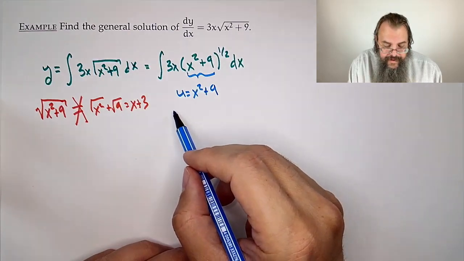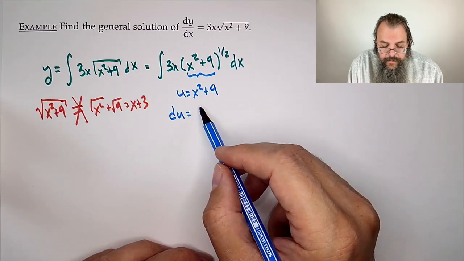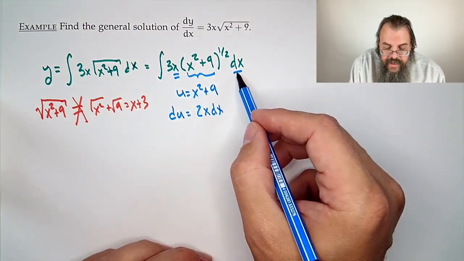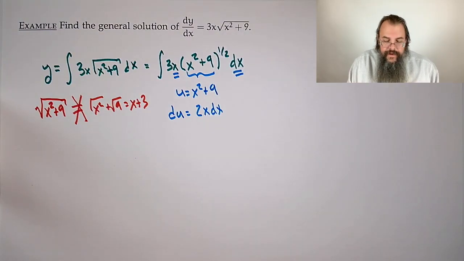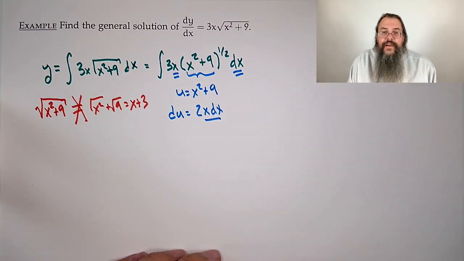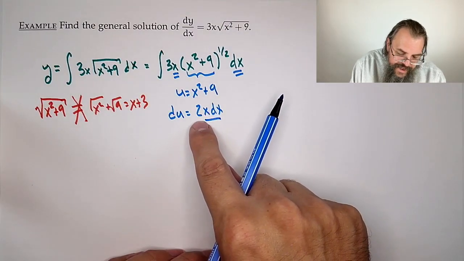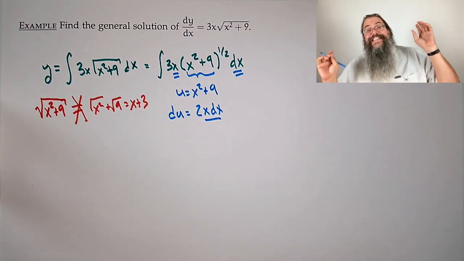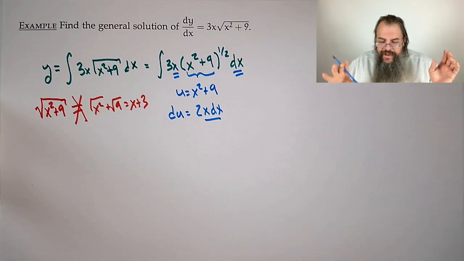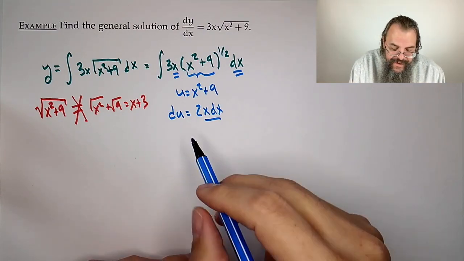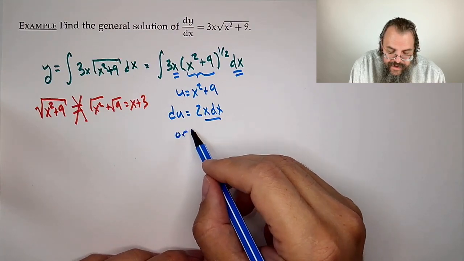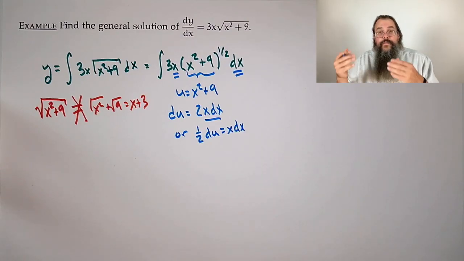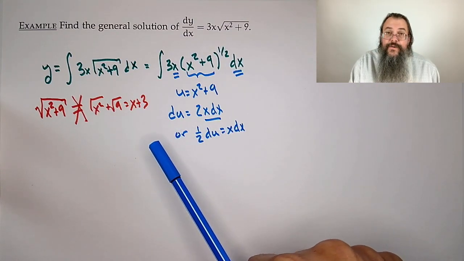Now, why do we like this? Well, take the derivative of u. What do we get? 2x dx. And the key here is that we see an x dx. So we're like, nice. Now you might say, we were so close. That's a 3. That's a 2. But constants are so easy to work with. We can move constants around. So as an example, we say, look, 1/2 du is x dx. So this is how we can move constants around. We can divide both sides by 2.